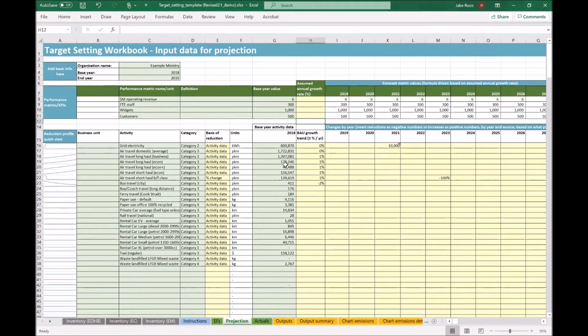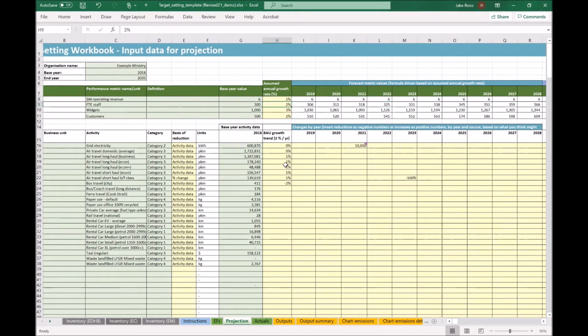That's where you enter your base year values, which are used for those performance metrics. Also, if you like, you can put in an assumed rate of annual growth of those things. So let's say that operating revenue is increasing by 1% per year, staff increasing by 2% per year, widgets 3% per year, and customers by 2% per year. And you can see here that the numbers are increasing based on that fixed annual percentage of growth. You can also enter a negative number if you want, if you expect those things to shrink and contract.